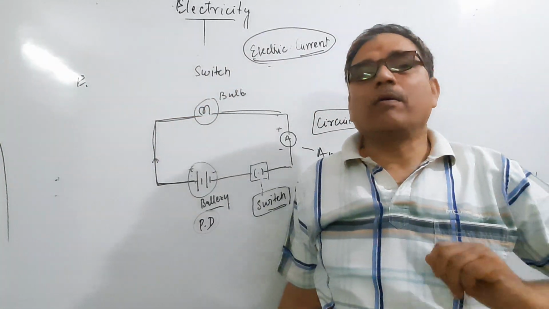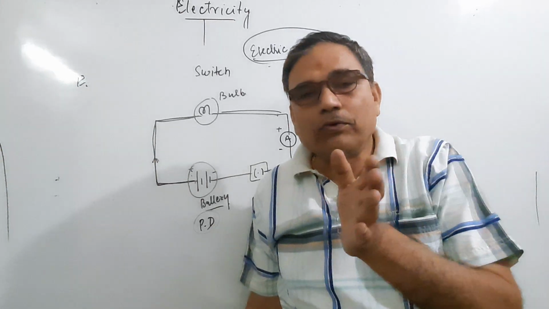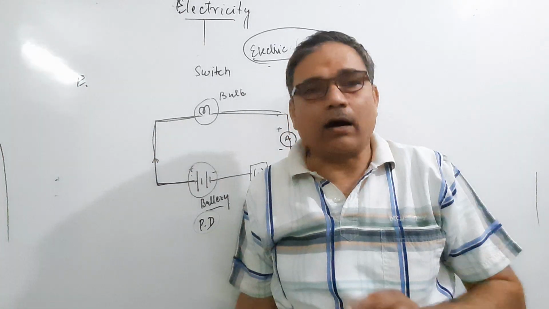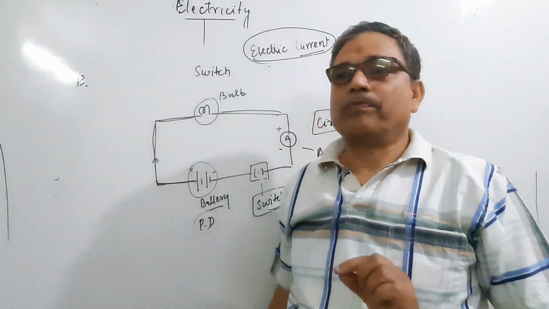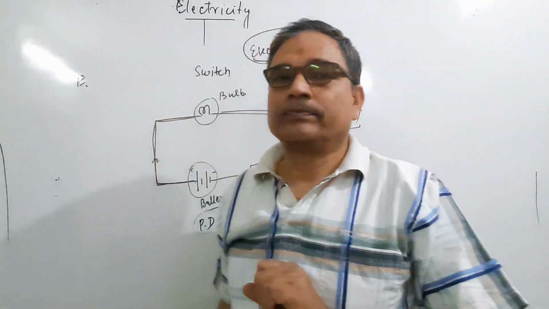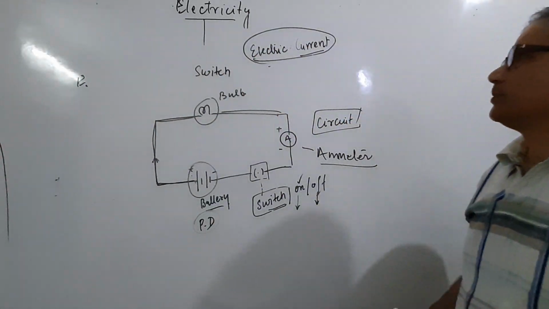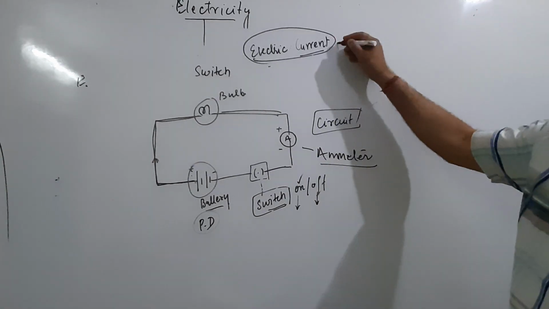It means when the number of charges flow in a given area per unit time, that is in 1 second, this is known as electric current. So what is the electric current?